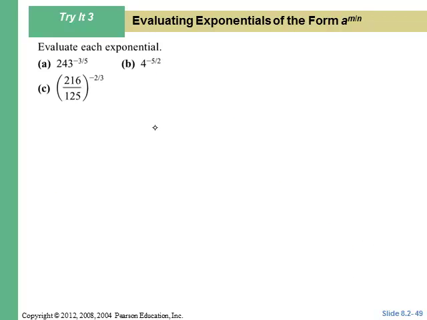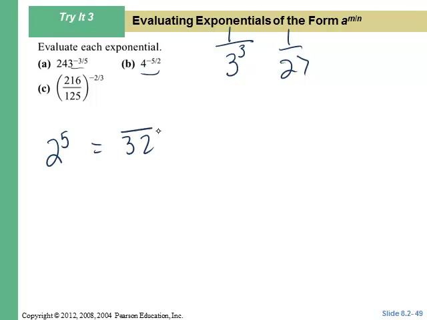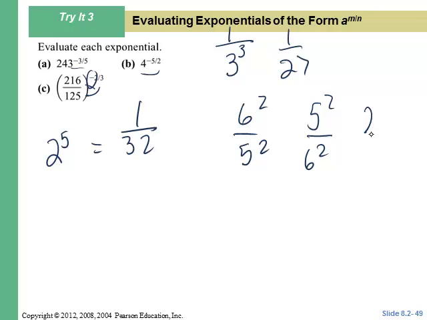Okay, you do these. So the fifth root of 243 is 3. Cubed on the bottom is 1 over 27. B, square root of 4 is 2 to the fifth is 32. On the bottom, 1 over 32. And for the last one, the cube root of each of these is 6 over 5, squared, and then switch them around. So 5 squared over 6 squared is 25 over 36.